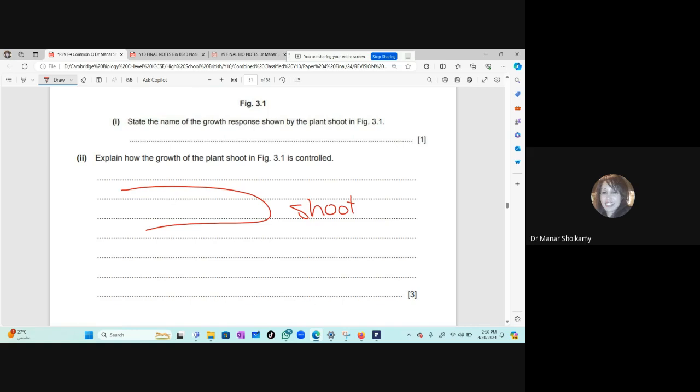How does it go? Auxin is produced at the tip of the shoot. Very good. And then it moves by diffusion, correct. Where will it accumulate? Towards gravity, on the lower side. Yes. Okay.